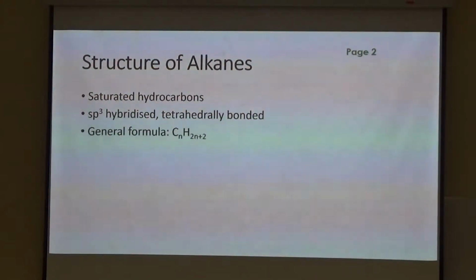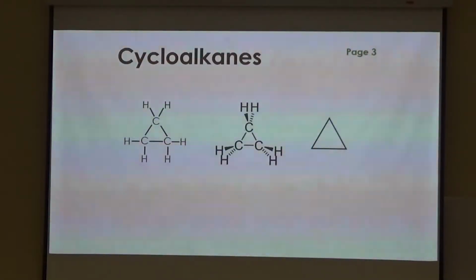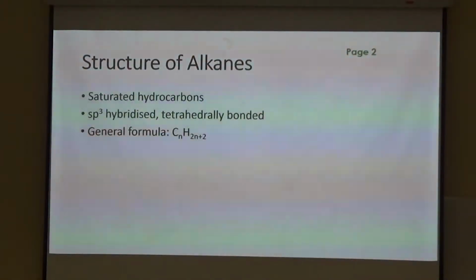Okay, it has a general formula of CnH2n+2. This is for straight chain or branched alkanes. Later you will see what I mean. So this one is the general formula.